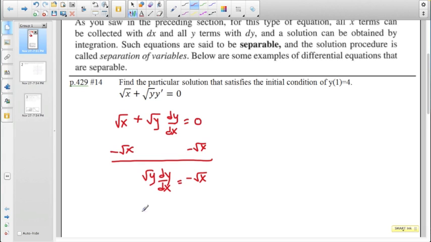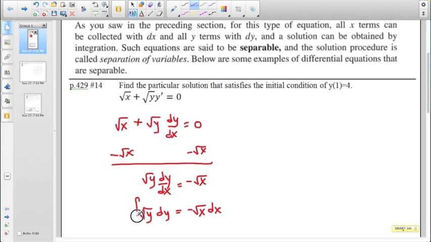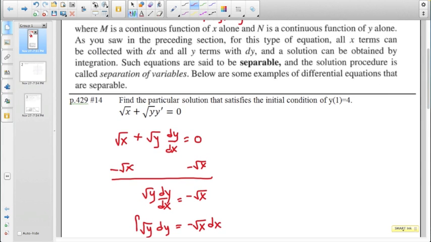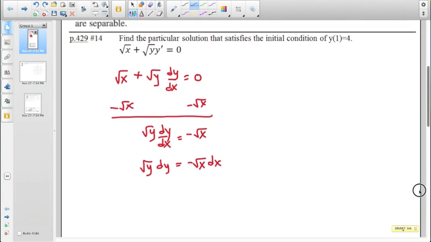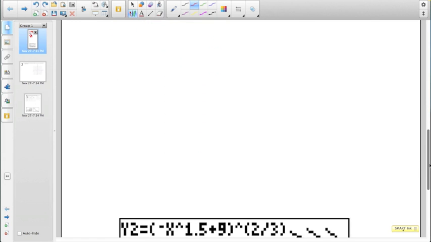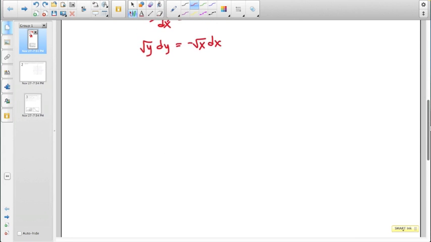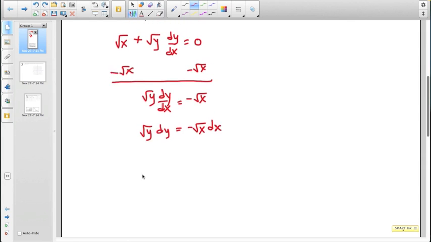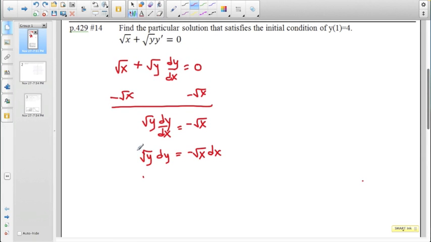And then we can bring the differential expression dx to the other side by separating it from that differential expression dy/dx. So we have something that looks like that. And then we can go ahead and integrate both sides. So we've separated the variables. The y's are on the left, the x's are on the right. And we're going to go ahead then and integrate both sides.